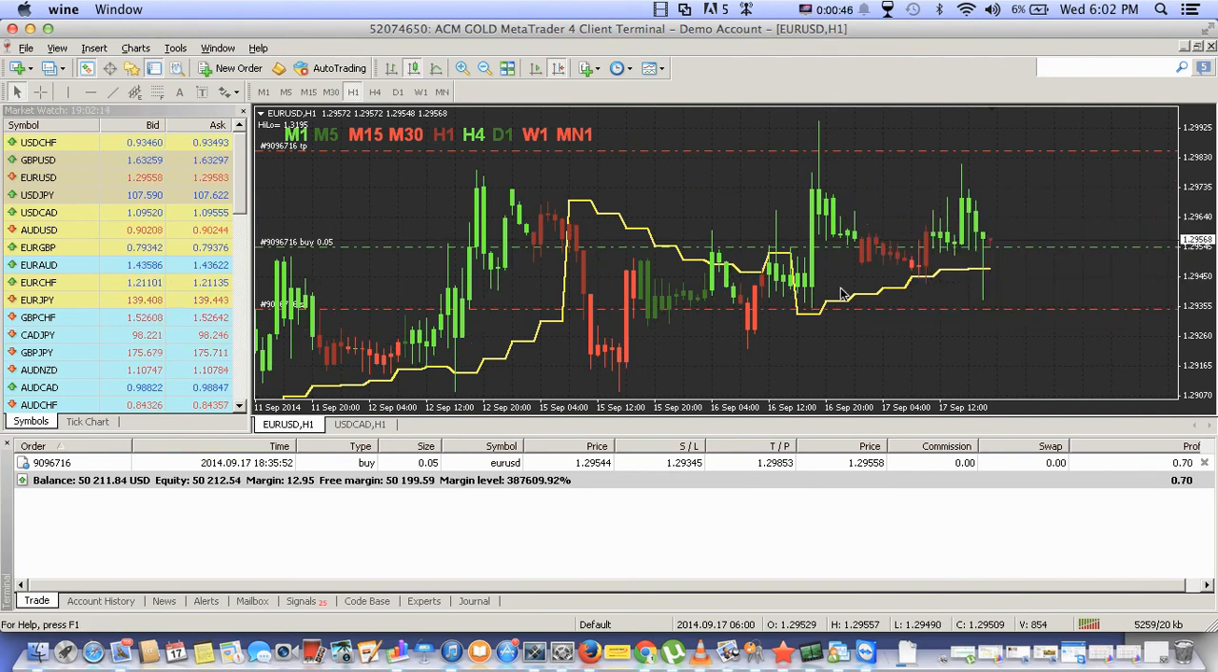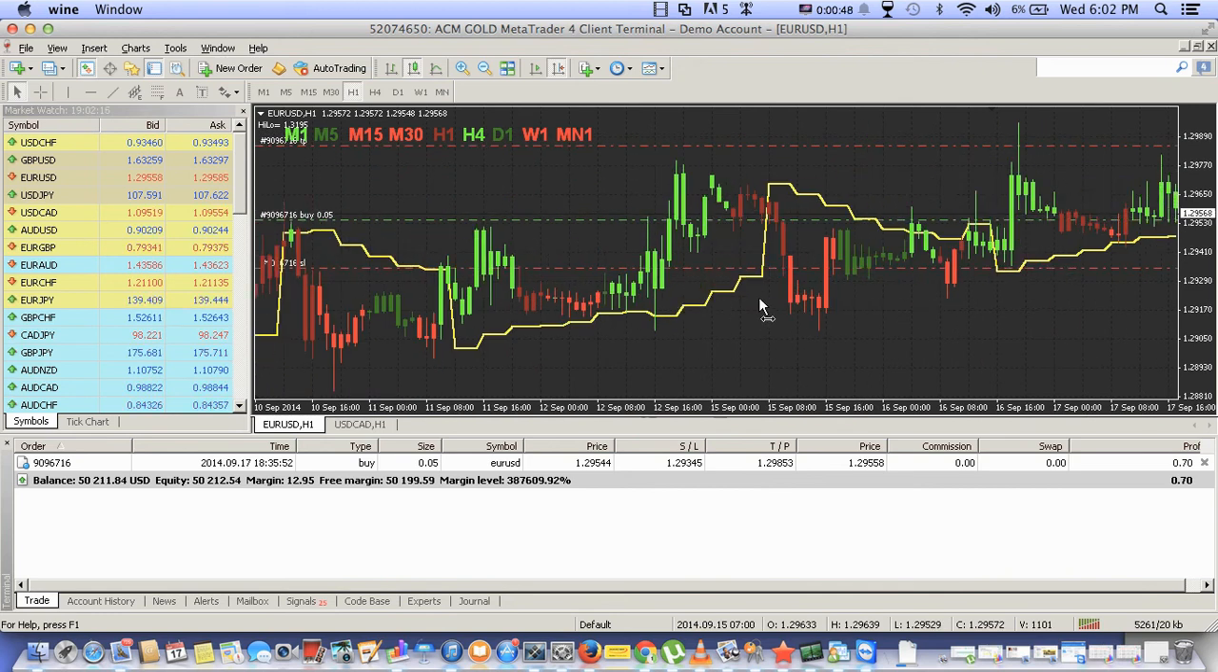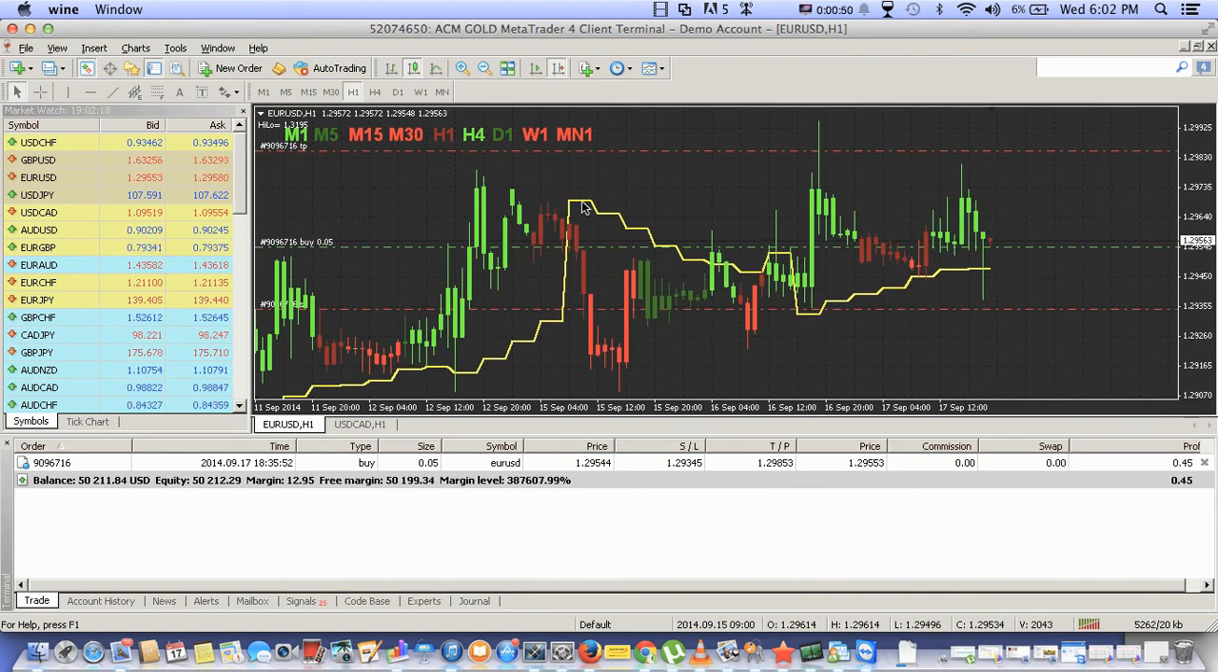So I'm just going to let us be left with the yellow line. Now the yellow line is for the 1 hour time frame. We've got different lines for different time frames. What you're seeing here is called a GANN line. It's at GANN levels, which is basically support and resistance levels. And the way we trade this is actually very, very simple.